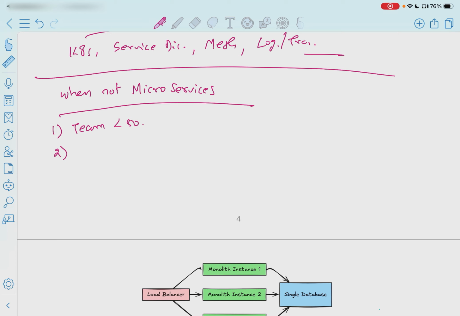Second is if you are actually facing the scalability problem. So let's say your user service is actually facing 100x traffic more than your order service. Then you might go for microservices. But here I will recommend that you should first try fine tuning the database, because most of the scalability related challenges can actually be resolved by tuning the database itself.